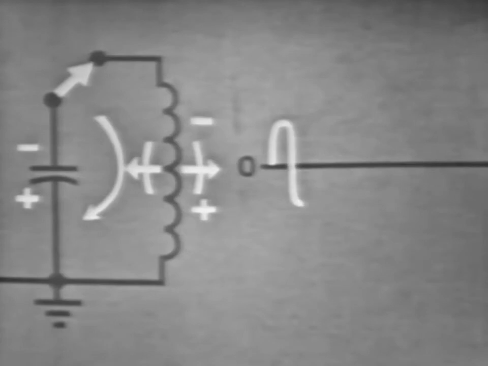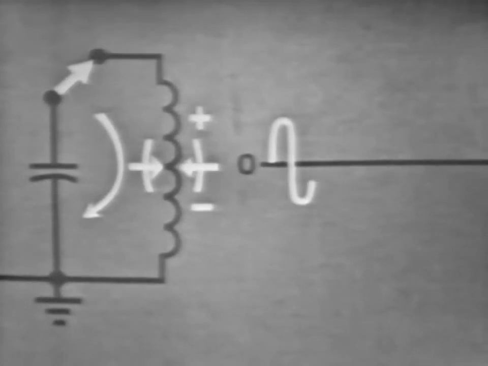As current begins to increase, the field about the coil expands. Now notice that current is flowing in the opposite direction. So we'll show this on our graph. At some point, current will begin to decrease. And when it does, the magnetic field will start to collapse, reversing direction and returning energy to the circuit, which will cause the capacitor to recharge in the original direction.